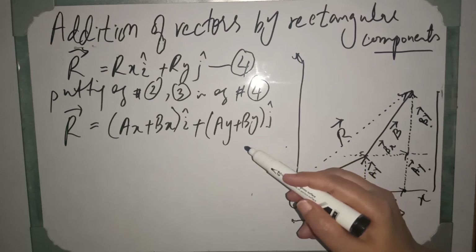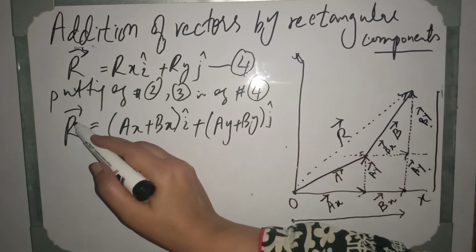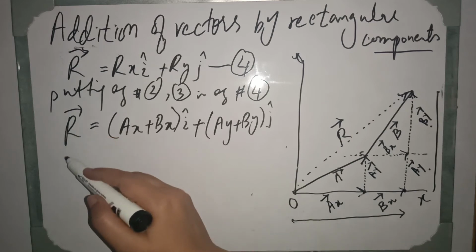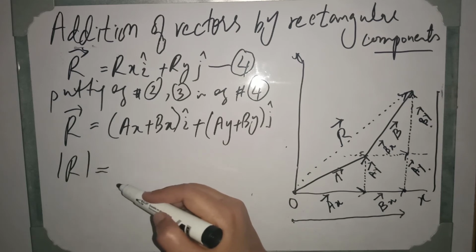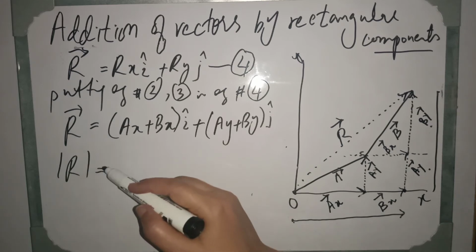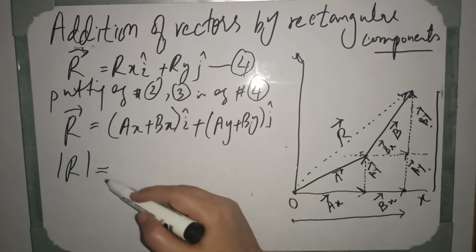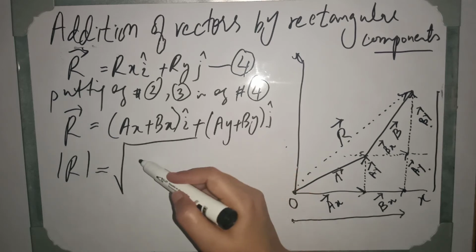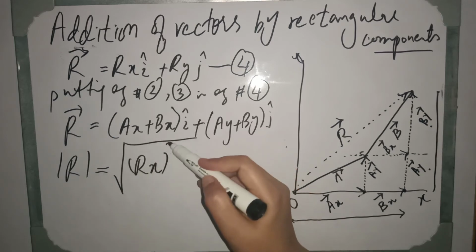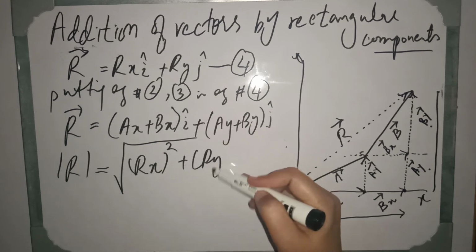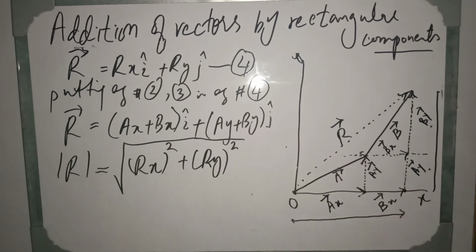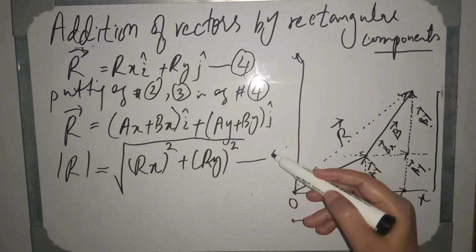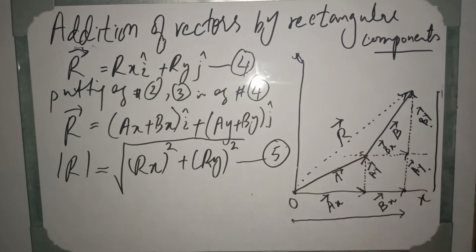By rectangular components, this was the vector r, and now I am going to find out the magnitude of r. You must know that to find out the magnitude of r, we must use the Pythagoras theorem. To find out the magnitude of r, we use the formula r equals under root of rx square plus ry square. We will use this formula by using Pythagoras theorem. This is equation number 5, in which we have got the value of the magnitude of r.